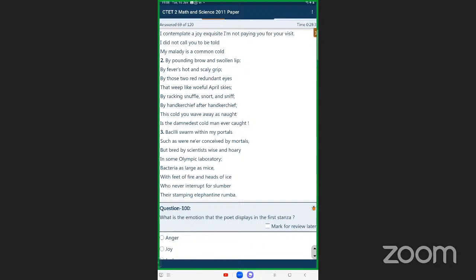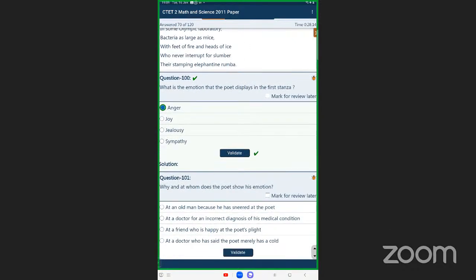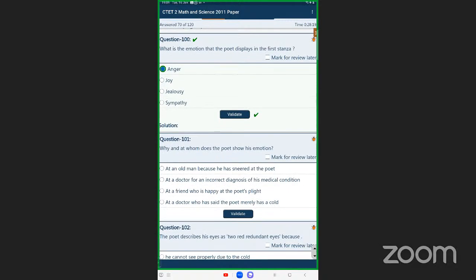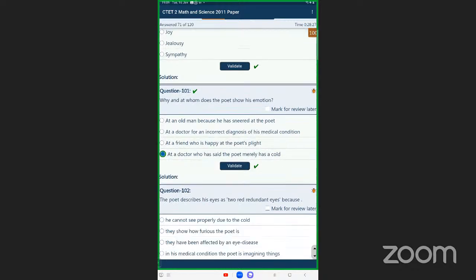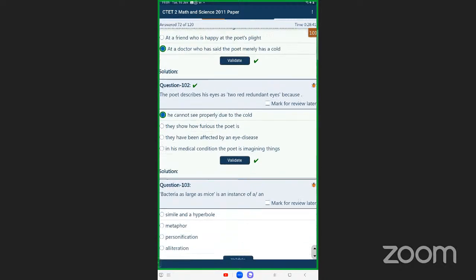What is the emotion that the poet displays in the first stanza, student? It is anger. Now the next question, you see, student. Why and at whom does the poet show his emotion? At a doctor who said the poet merely has a cold, student. Next question, you see: the poet described his eyes as two redundant eyes because of what, student? Because he cannot see properly due to the cold, student.